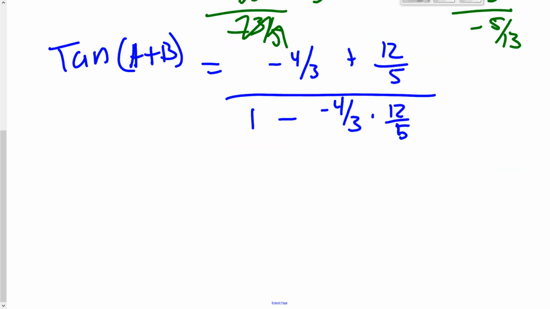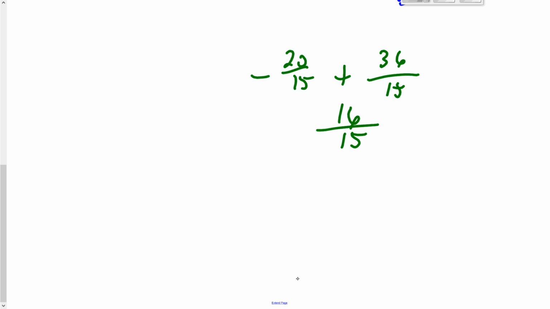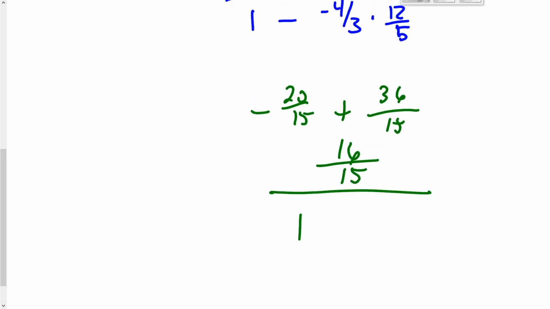Okay, so the common denominator would be 15, so 5 and 5, 3 and 3, so we get negative 20 over 15 plus 36 over 15, which is 16 over 15. And the denominator is 1 minus a negative 48 over 15. So this would turn into 15 over 15. We'll add those because the negative and negative make a positive.